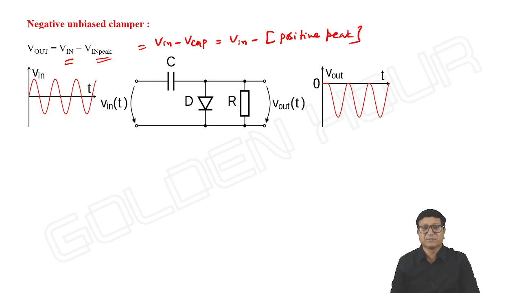What is the working of this particular circuit? See this. Anyway, I just took the waveform, nothing to worry. I will rewrite these things again. So what I'm doing is I'm just taking a sine wave input. Negative clamper. I'm writing the waveforms here.